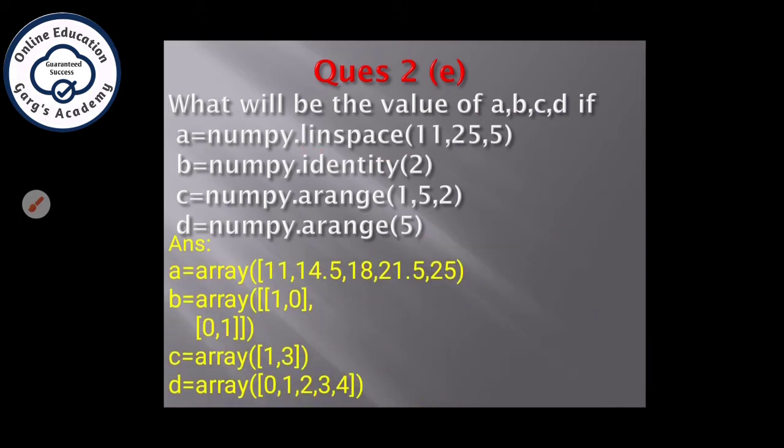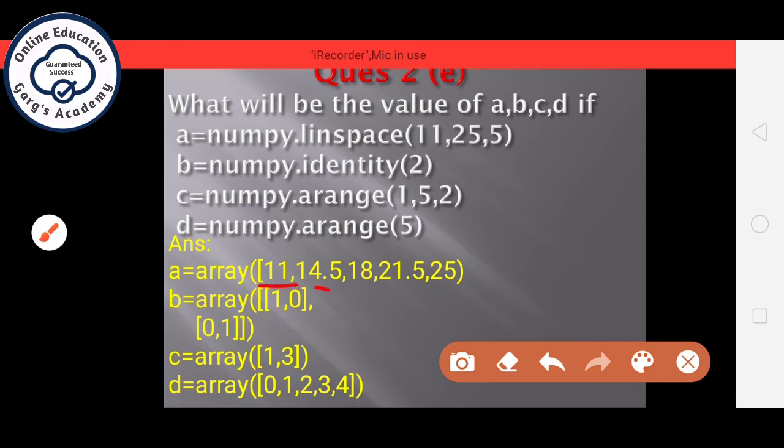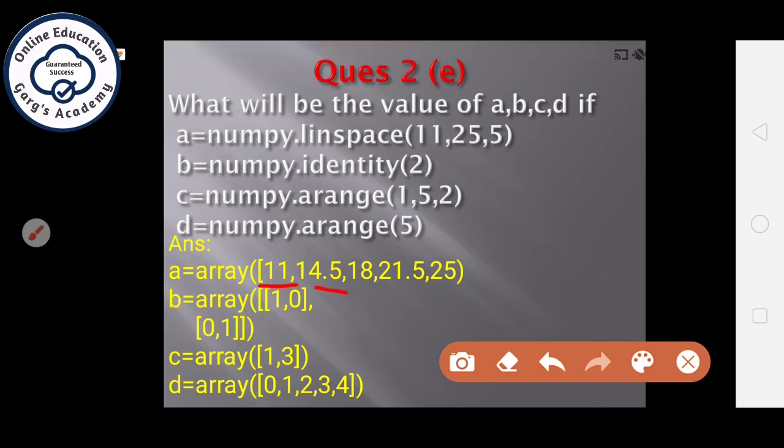First element will be 11. After adding 3.5, it will give 14.5. Next element will be 18. Next element 21.5 and next element will be 25.